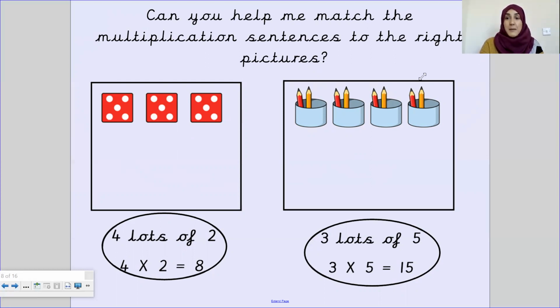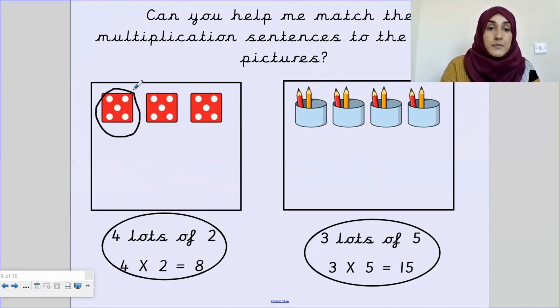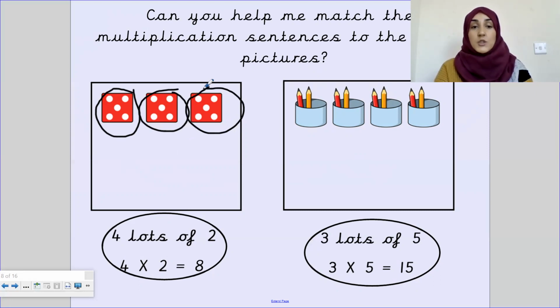Okie dokie, let's make myself a bit bigger so I'm in the picture. There we go. Right, so I know that there's one group. There's 2 groups. Oops, that's a bit too big. Let's try that again. There's 2 groups. And here's 3 groups. I know that there's 3 groups here.